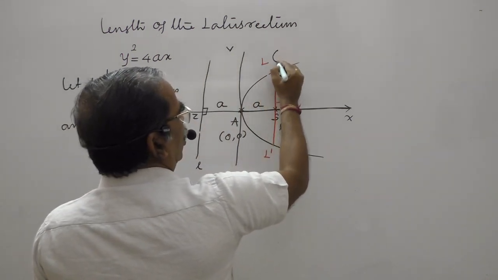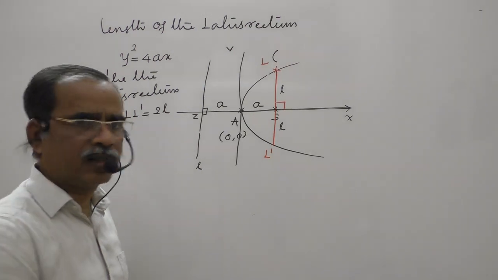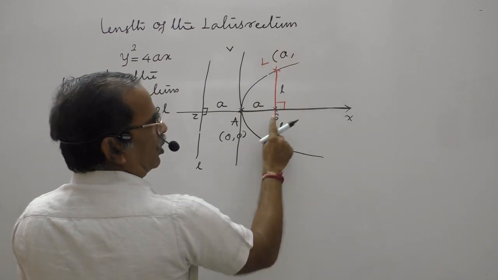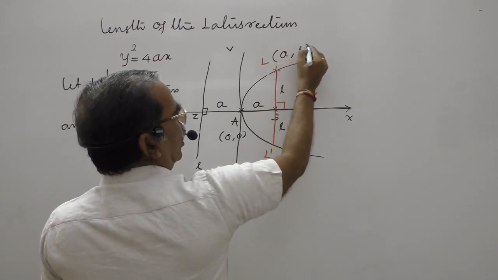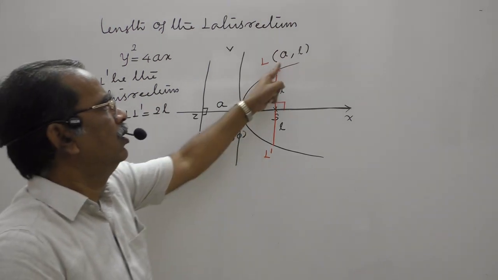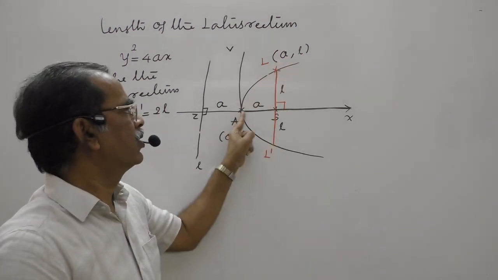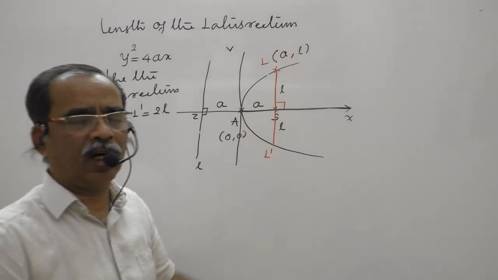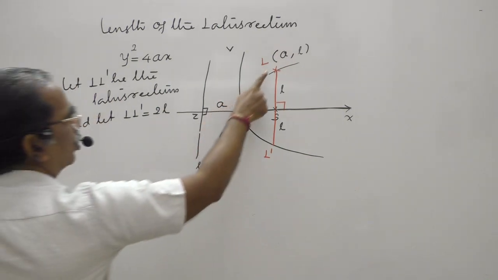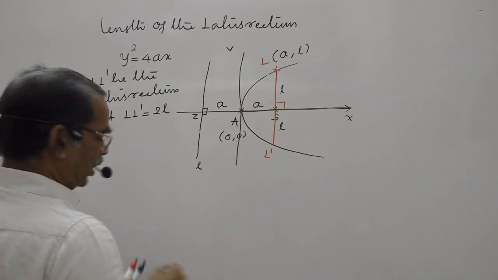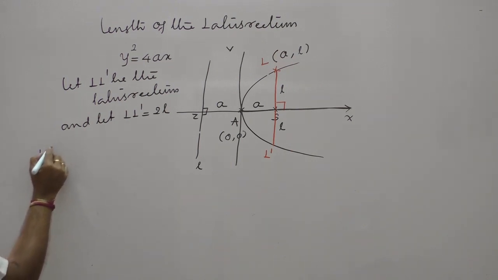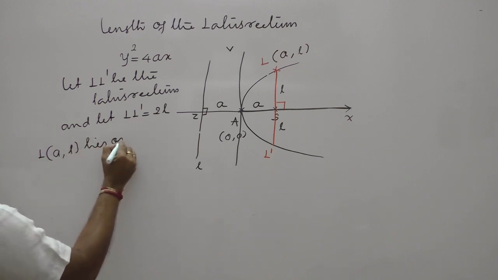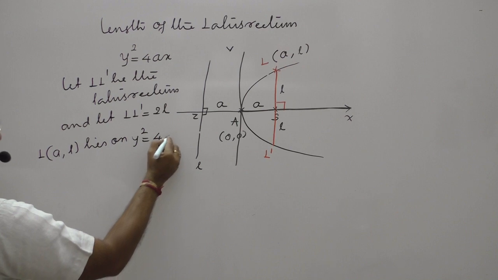Therefore, can we write the coordinates of L and L dash? Yes. For the point L, this will be the x coordinate, which is a. This will be the y coordinate, l. What will be this point? a comma minus l. Same a, it is in the fourth quadrant. This will be a comma 0 and this is a comma minus l. Okay. So both L and L dash lie on the curve. Therefore the point L, a comma l, lies on the curve y square equal to 4ax.